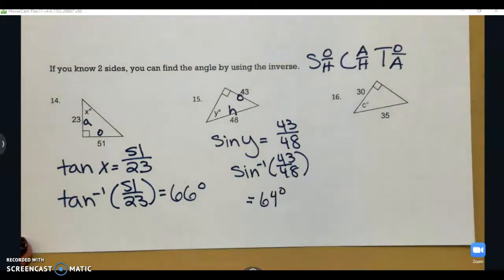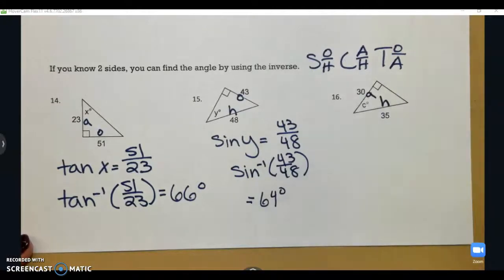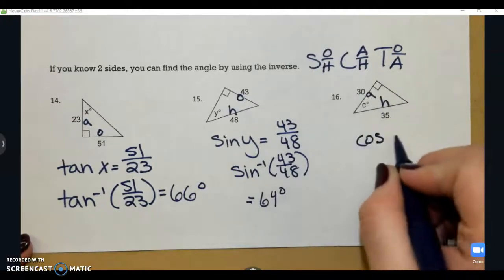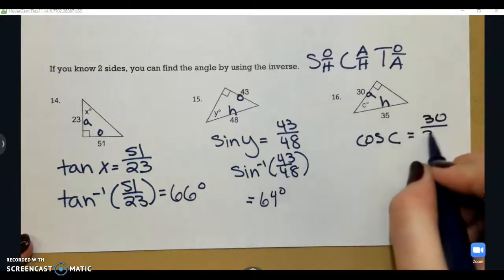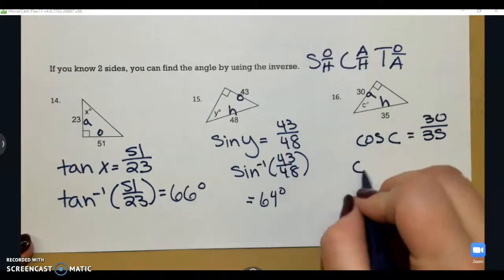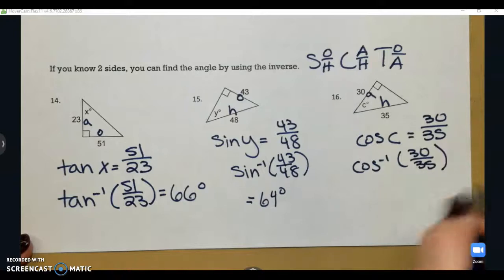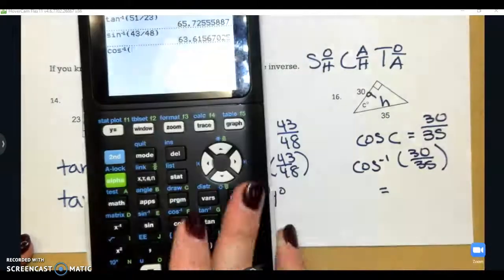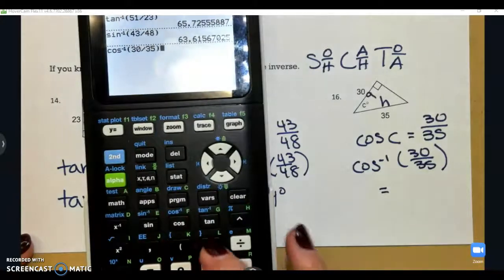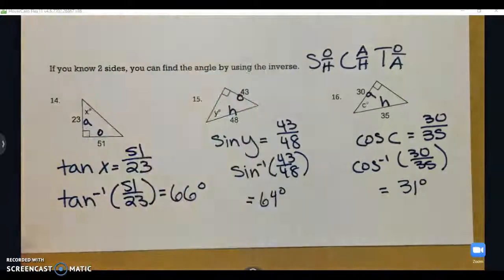Okay. And then lastly, on number 16, with reference angle c, I have the adjacent and hypotenuse, which means I'm going to look for the cosine of c. So the cosine is 30 over 35. So to find c, we're going to take the inverse cosine of 30 over 35, and we are going to find that angle c is about 31 degrees. And that is it for finding our missing angles using trig.